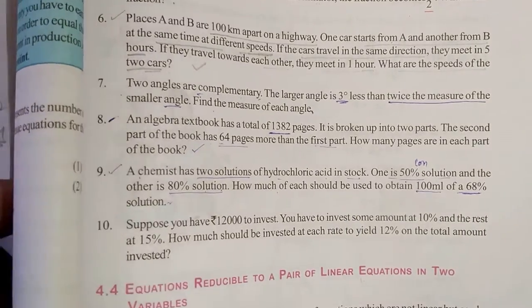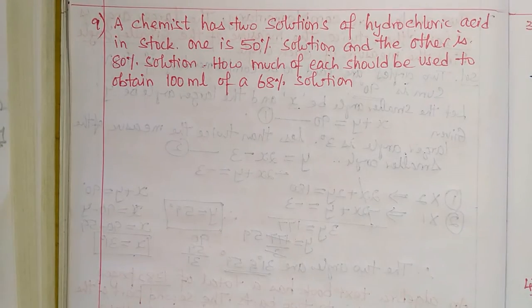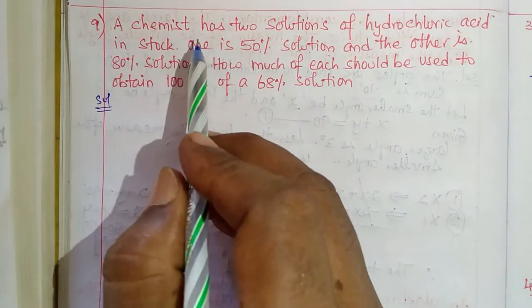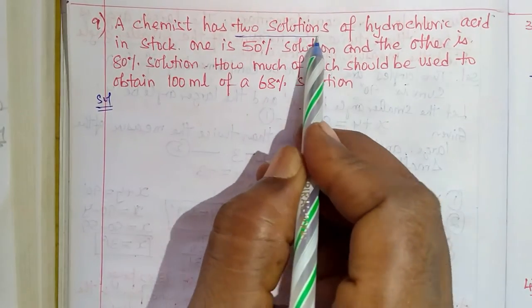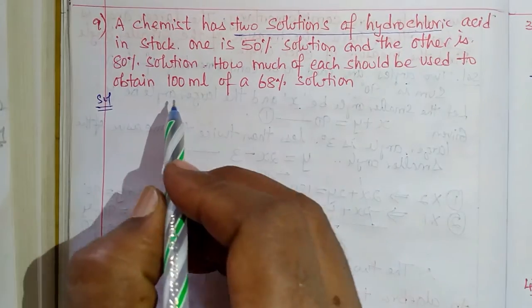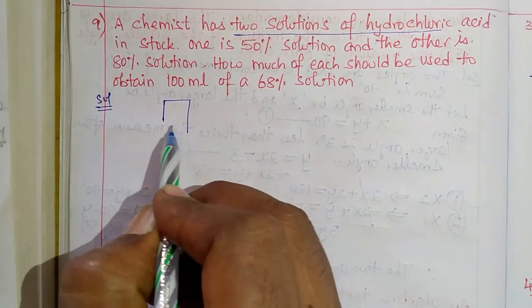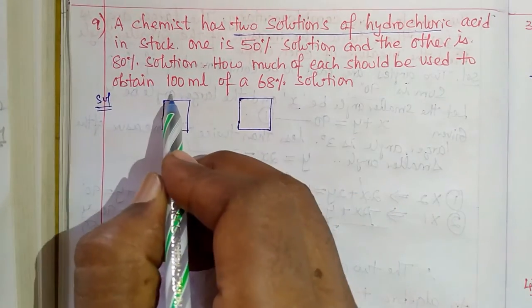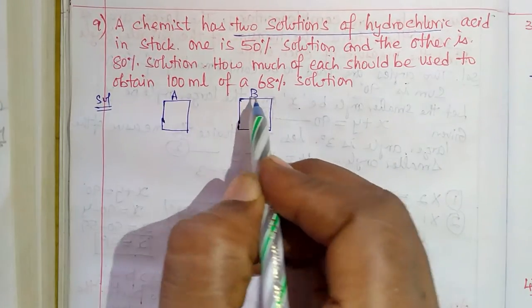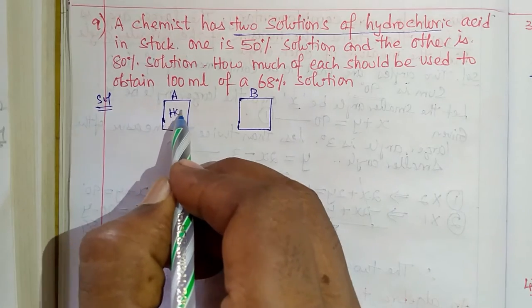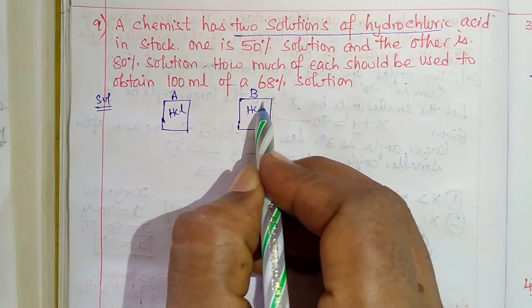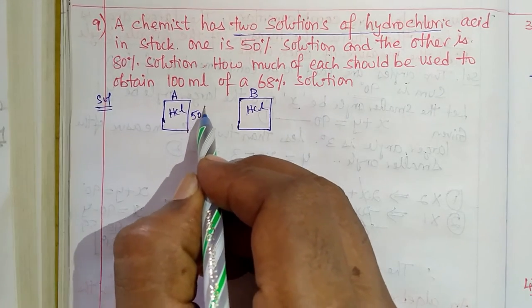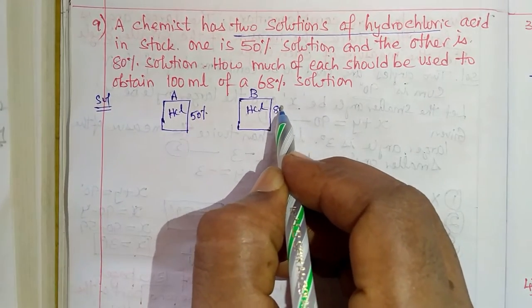Now how to solve this question? I have written this question here. Now you see how we have to solve it. What is the question given here? A chemist has two solutions of hydrochloric acid. See, there are two bottles. Let us assume this is one bottle and this is also another bottle. Let me name this as A, and this as B. So this is also hydrochloric acid, and this is also hydrochloric acid. But the concentration is how much here? 50% concentration. It is how much here? 80% concentration.